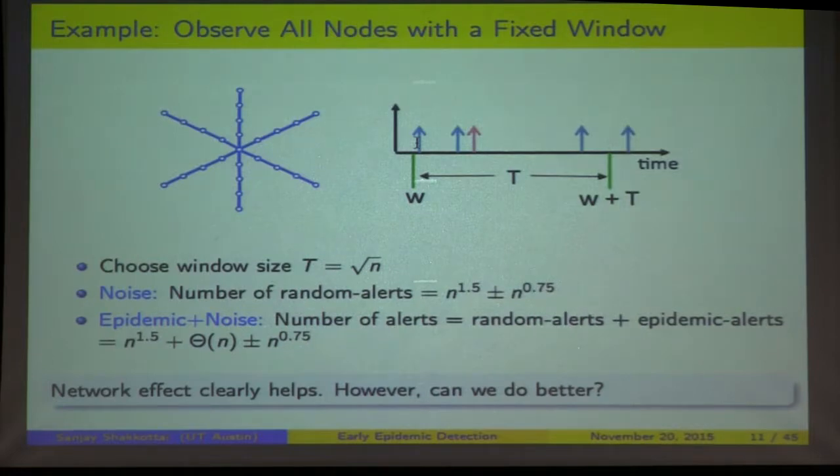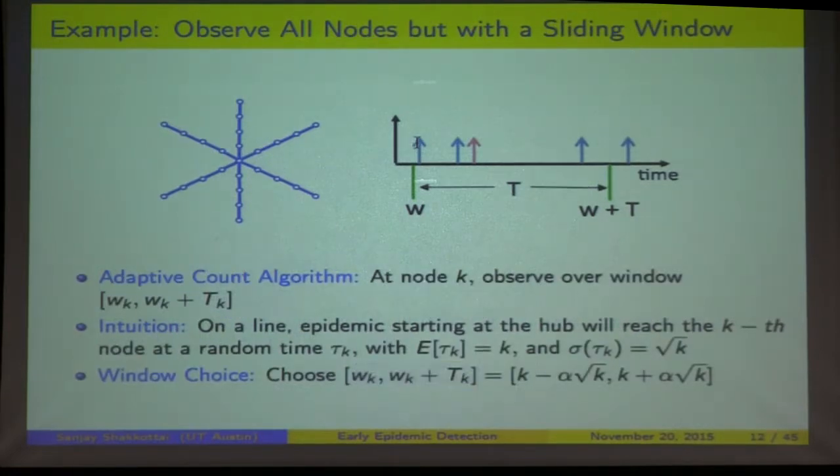Is this the best you can do? No, in fact you can even boost SNR better. Let's look at the adaptive count. Now we need to understand a little bit of how epidemics spread. That's why this graph is actually useful. Now I'm going to use finer network structure.